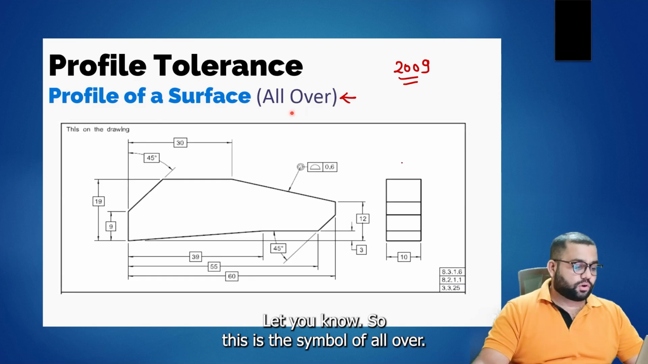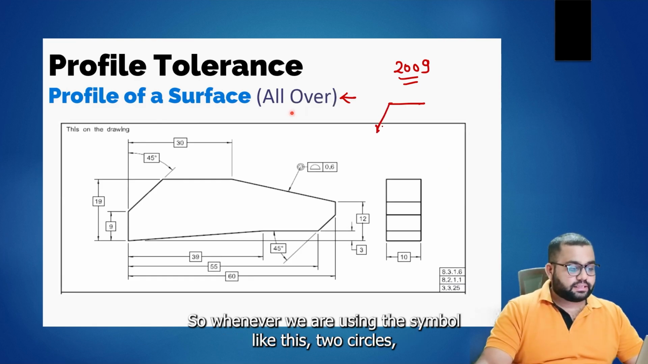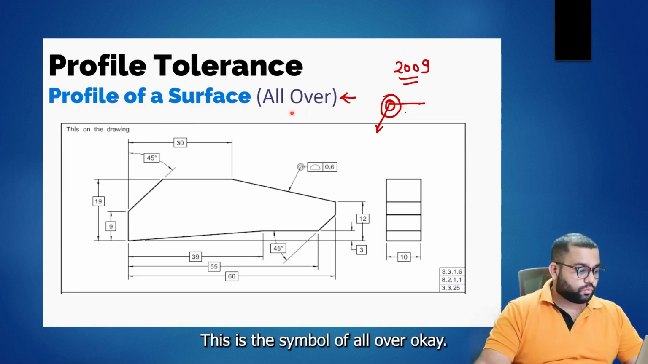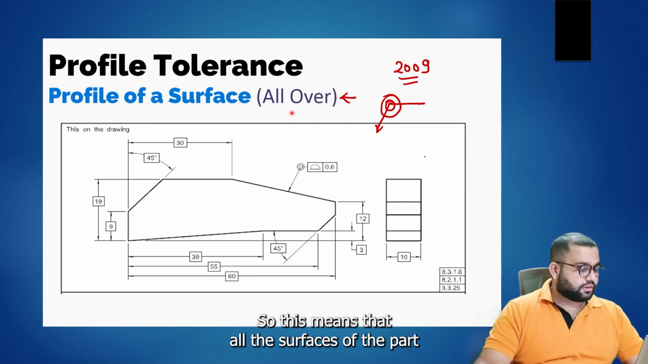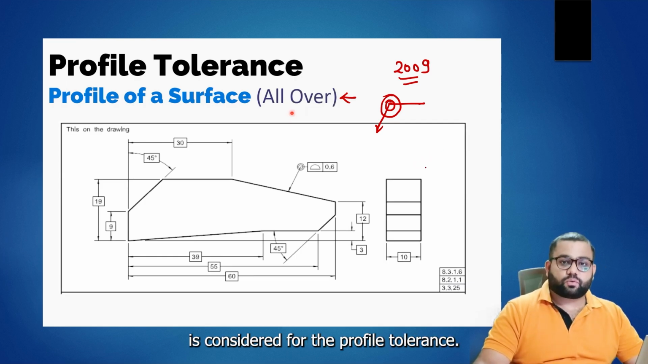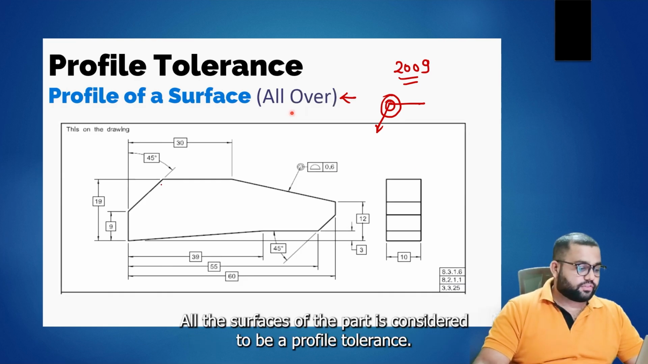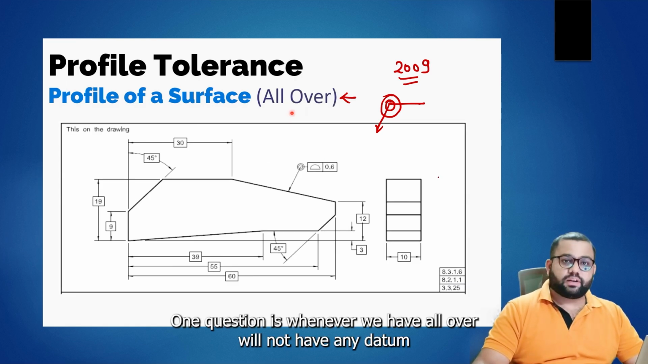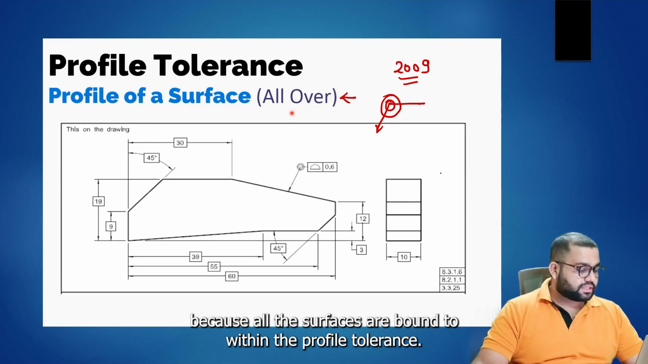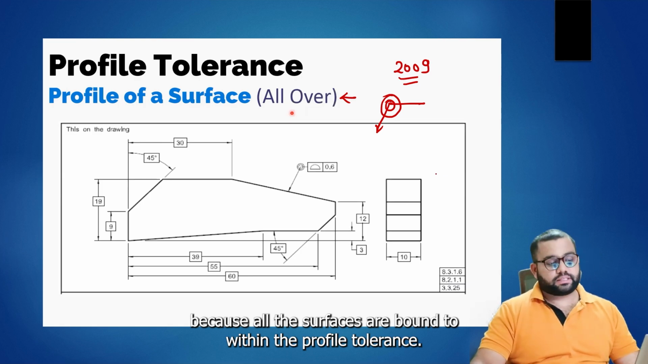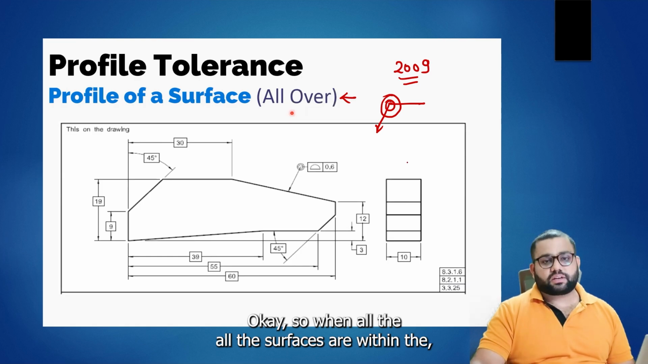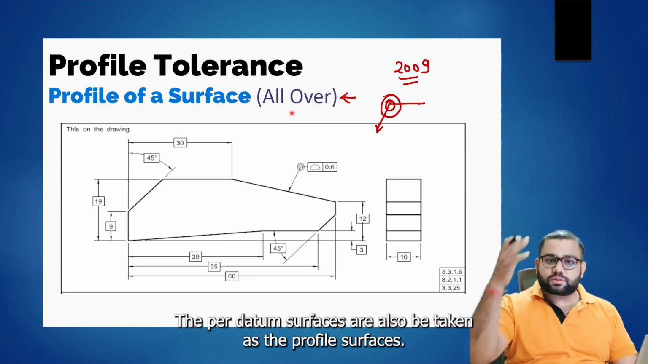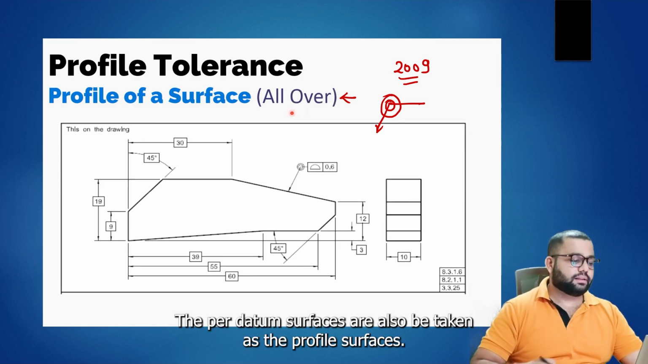This is the symbol of all over. Whenever we use a symbol like this, with two circles, it means all over. This means that all the surfaces of the part are considered for the profile tolerance. One question: whenever we have all over, we will not have any datum, because all the surfaces are bound within the profile tolerance. When all the surfaces are within the profile tolerance, we don't require datums, because datum surfaces are also taken as profile surfaces.